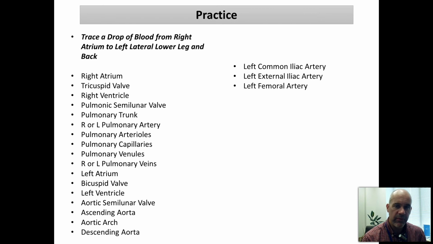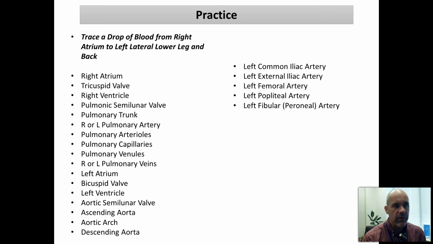That becomes the left femoral artery that's down deep in the leg. That becomes the left popliteal artery. It's running along the back side of the knee. And we're going to the left lateral lower leg. So which of our two lower leg bones is lateral? Hopefully you remember the fibula. So we're going to enter the left fibular artery.